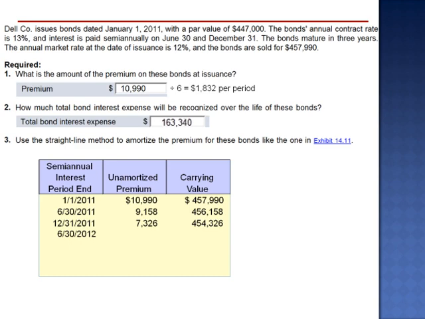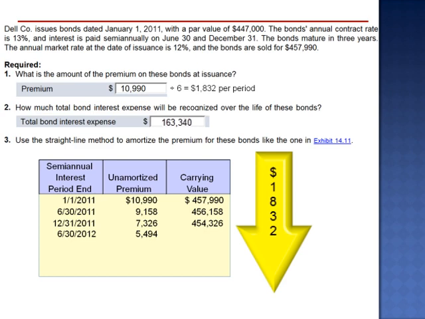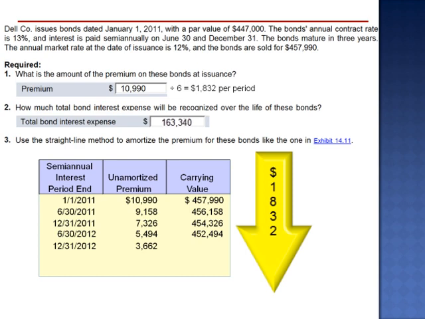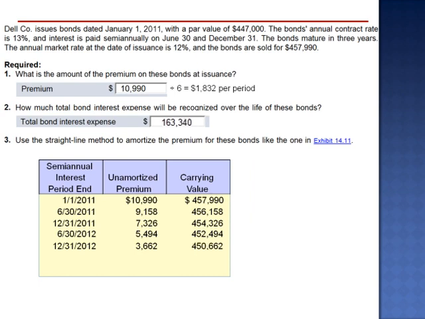At the end of the fourth period, we subtract an additional $1,832 from the unamortized premium, $5,494, and the carrying value continues its march toward the par value at the rate of $1,832 every 6 months. December 31, 2012, the unamortized premium and the carrying value each drop by $1,832. The unamortized premium drops to $3,662, and the carrying value drops to $450,662. On June 30, 2013, the unamortized premium drops to $1,830, and the carrying value drops to $448,830.